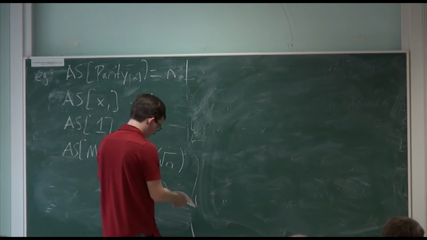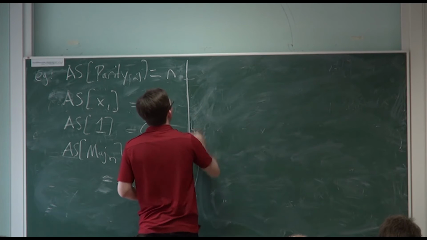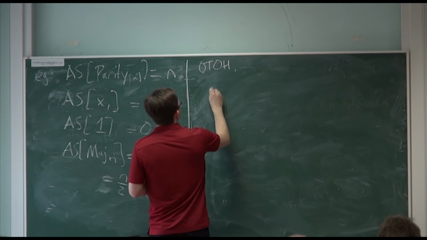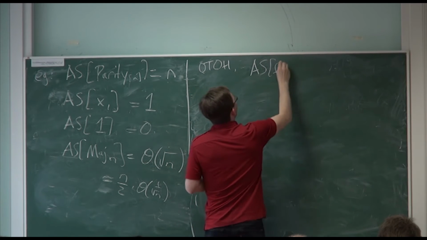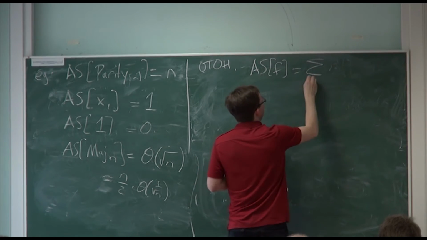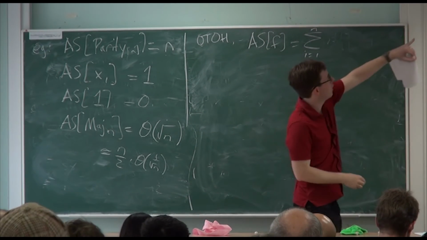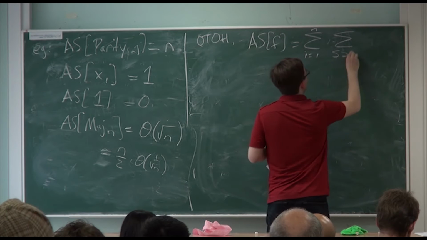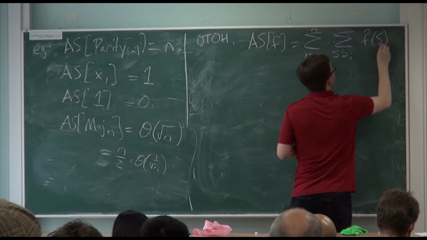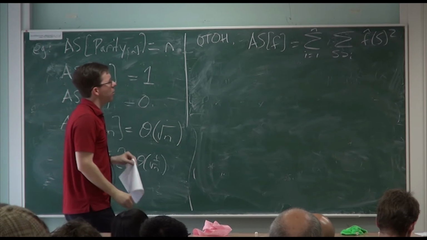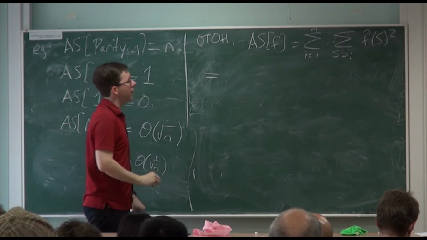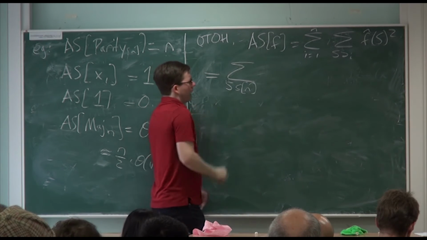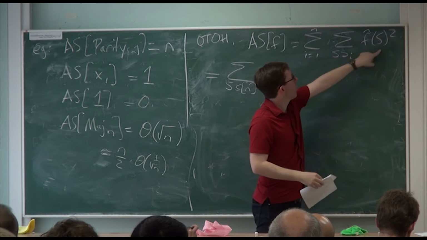So let's do that. On the other hand, the average sensitivity of f is the sum, i goes from 1 to n, of, now we'll plug in the formula for the influences, the sum over all s that contain i, of f hat of s squared. Now we'd like to reverse this sum. I always have to take a couple of seconds to remember how to do that. So I want to sum over all subsets of n. And now how many times do I count f hat of s squared in this double sum?